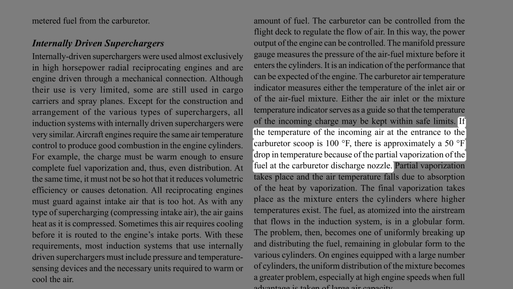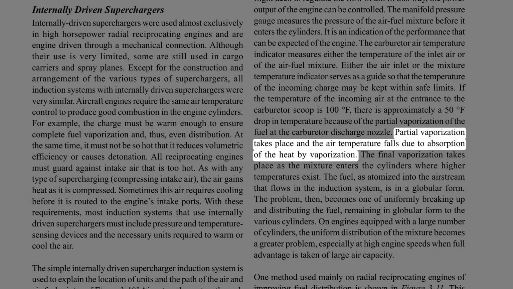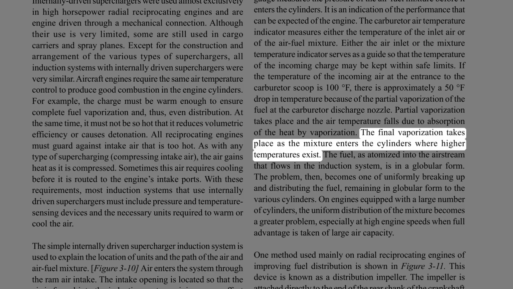If the temperature of the incoming air at the entrance to the carburetor scoop is 100 degrees Fahrenheit, there is approximately a 50 degrees Fahrenheit drop in temperature because of the partial vaporization of the fuel at the carburetor discharge nozzle. Partial vaporization takes place and the air temperature falls due to absorption of the heat by vaporization. The final vaporization takes place as the mixture enters the cylinders where higher temperatures exist.